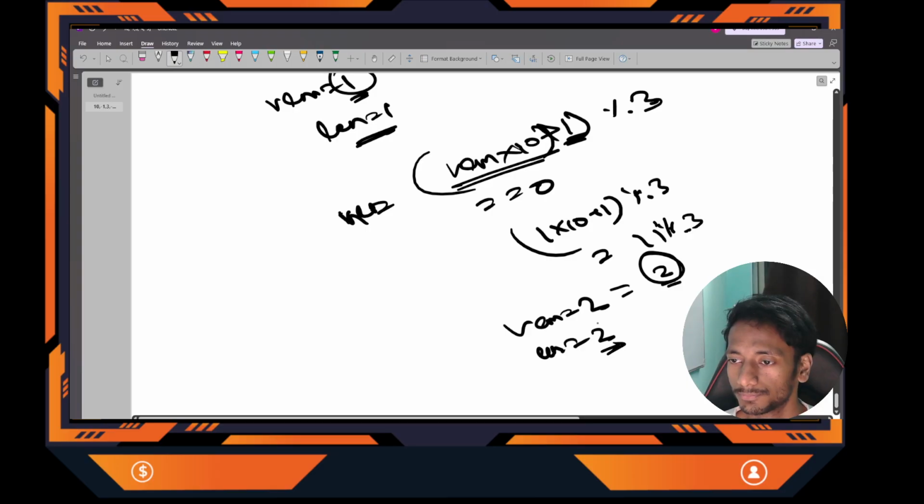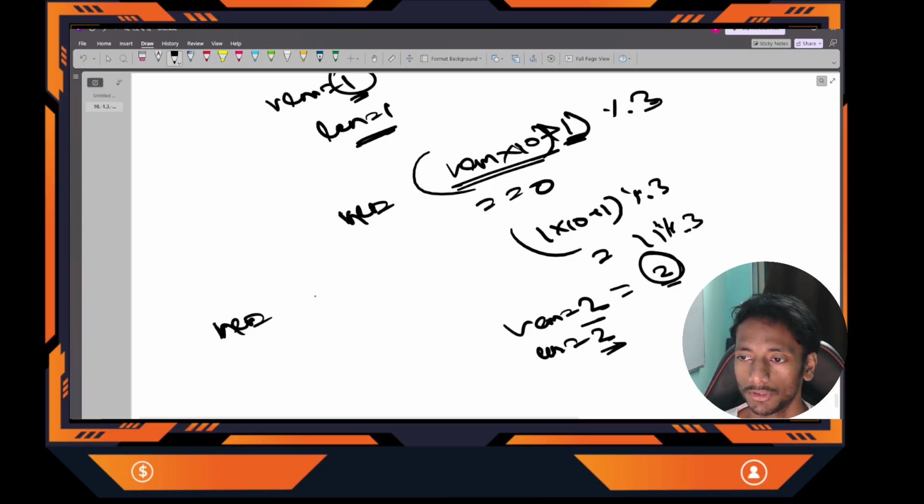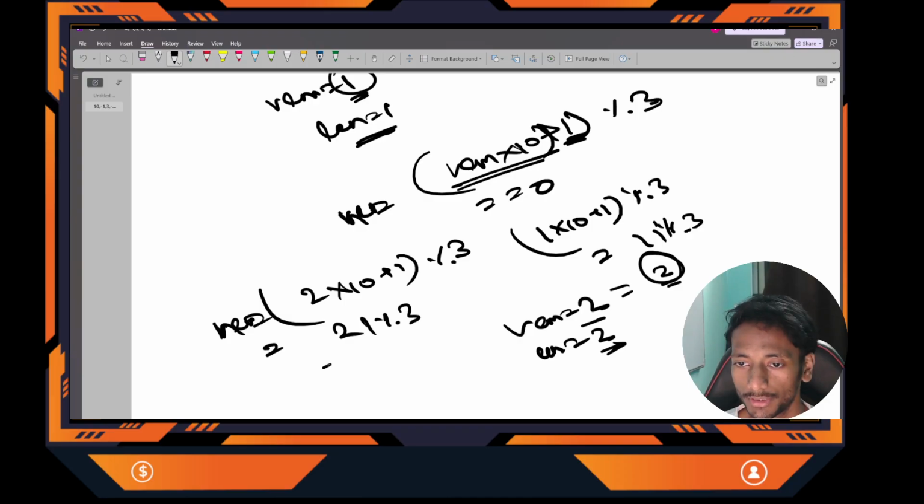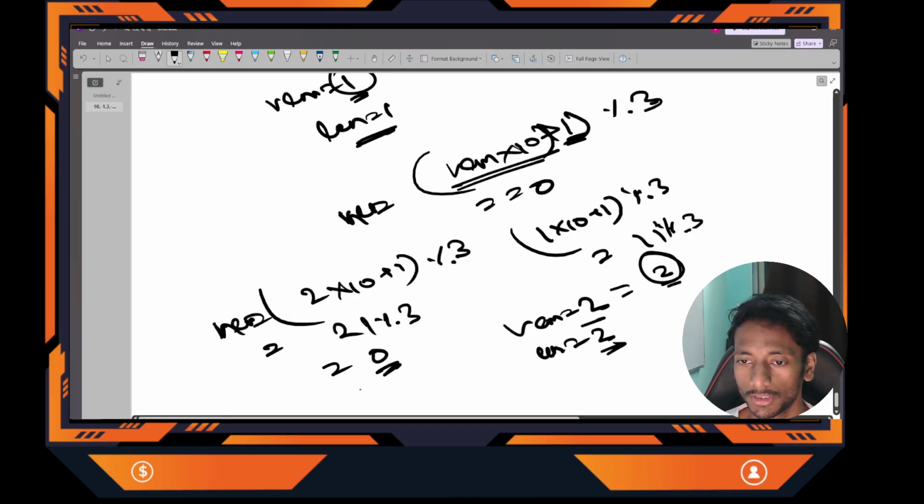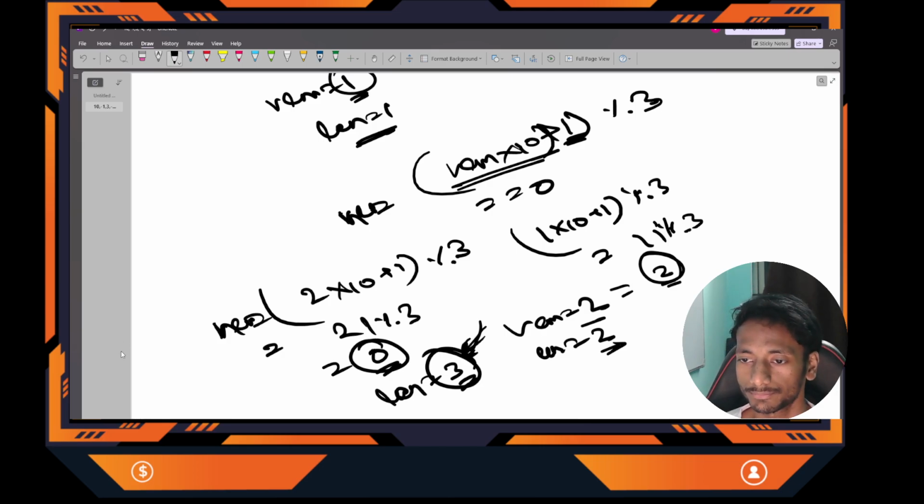And what is the length? Length is also 2. For the next number, we have to check 2 times 10 plus 1 modulo of 3. So that is 21 modulo of 3. It is 0. Correct? And what is the length for this? 3. So this will be your answer, because the remainder value is now 0 and the length is 3. You can ask me why it will work.